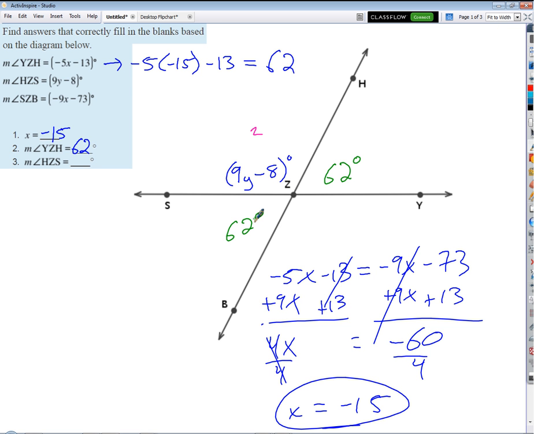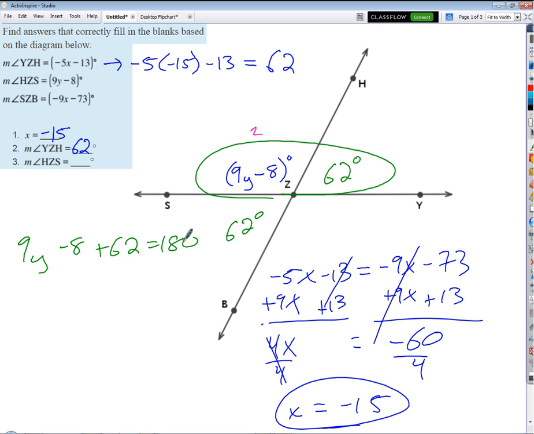We could set up a pretty easy equation to solve for y, couldn't we? If we needed to solve for y, what could we do? Yeah, those form a linear pair, don't they? Does that make sense? They form a linear pair, so those two angle measures have to add to 180. So there's our equation if we needed it: 9y minus 8 plus 62 equals 180. Solve for y, and plug it back in.